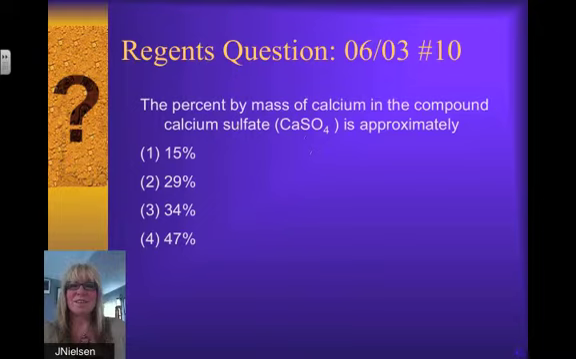The percent by mass of calcium in the compound calcium sulfate. Well, Ca should be 40, S is about 32, and oxygen is 4 times 16, which is 64. So my whole is going to be 136, and my part is 40. So I've got 40 over 136 times 100. And that's going to give me 29%.